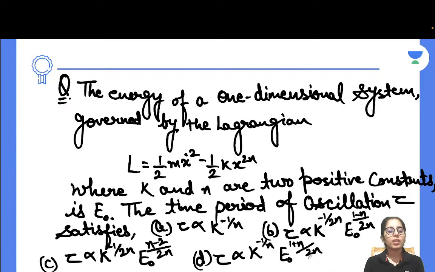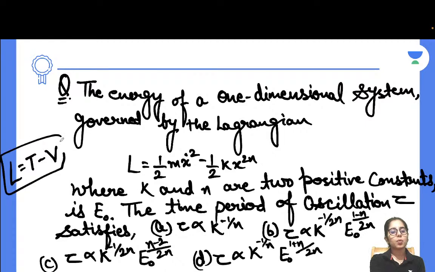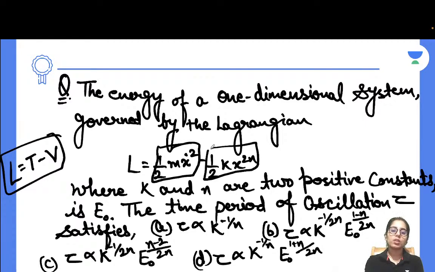So here they have given you the Lagrangian, right? The Lagrangian in general is what? We all know it's going to be T minus V, kinetic energy minus potential energy. So you also know that the kinetic energy in general is half mv square if you want to write it in terms of velocity. So this is representing the kinetic energy term, while this one will be your potential energy term, right? So in this case, we have the potential energy as half k x to the power 2n, right?